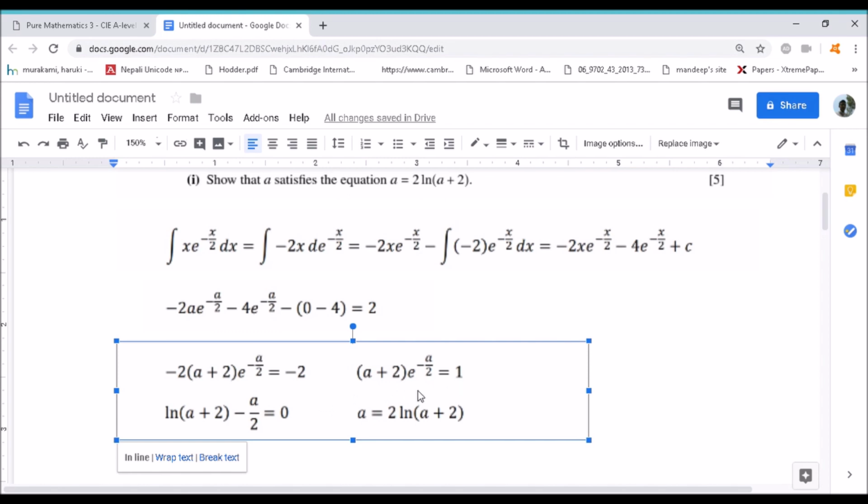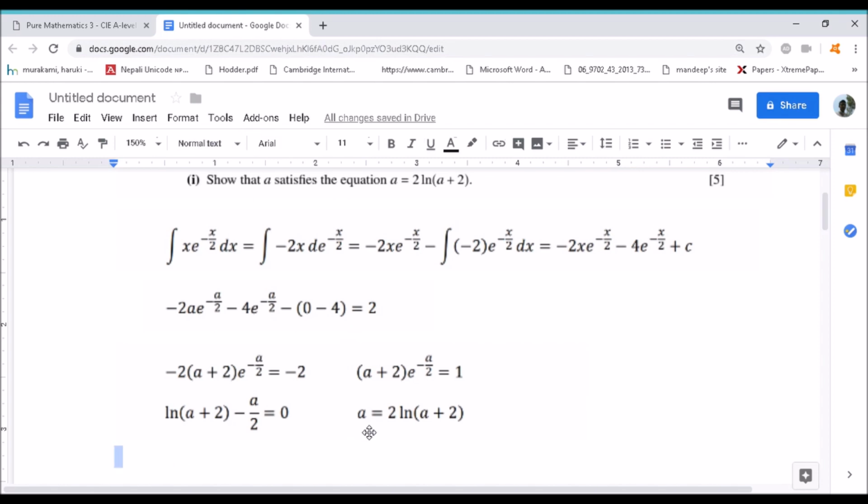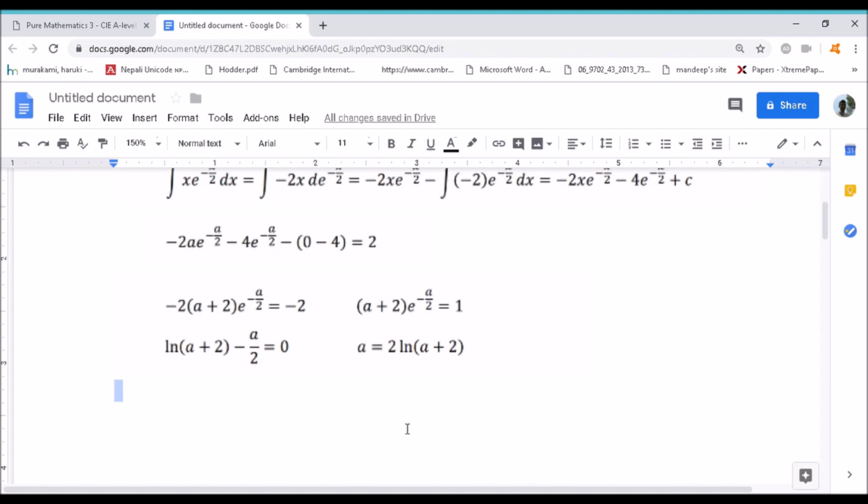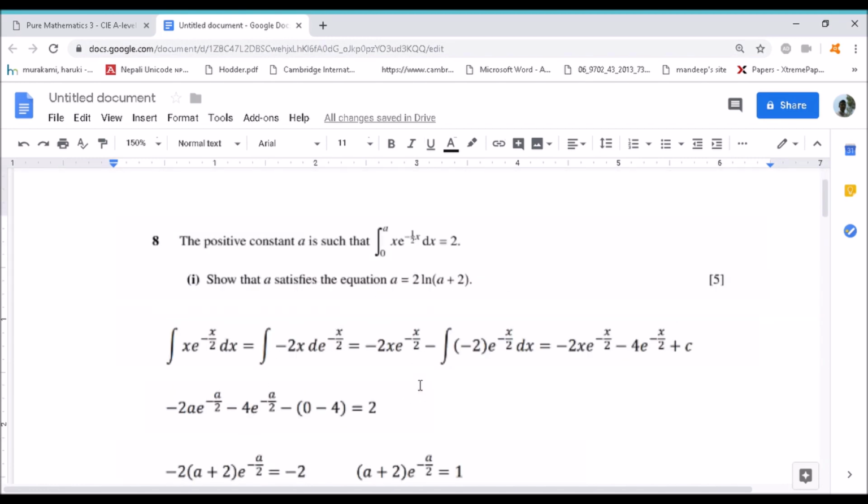Now ln 1 is going to be 0, and ln of e^(-a/2) is going to be -a/2. So we take this a/2 to the right hand side and make it positive, so it will be a = 2 ln(a + 2). We had to prove this, so we have just proved it.